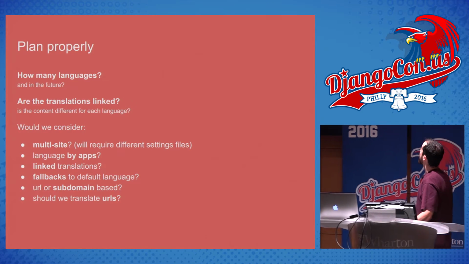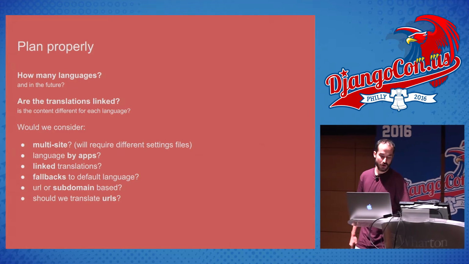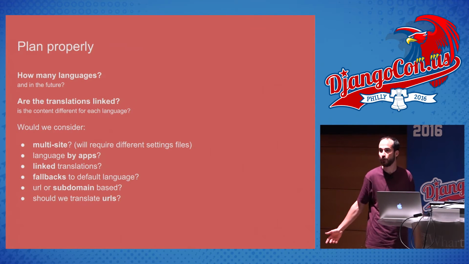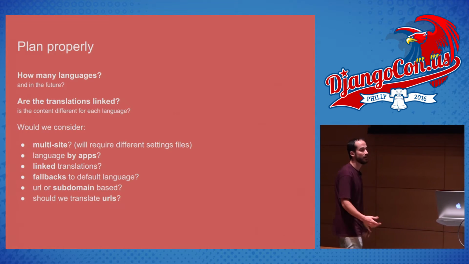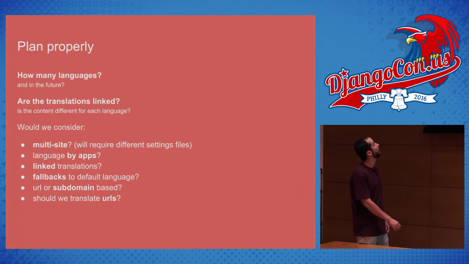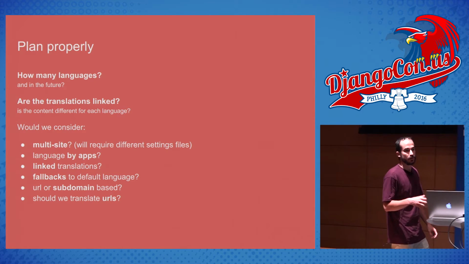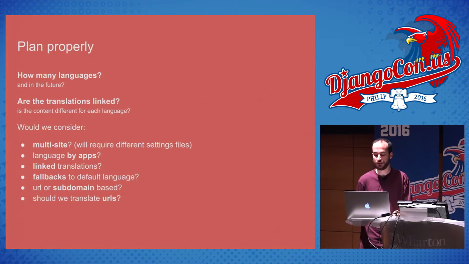So there you go, plan. We need to know what the client wants. They usually don't know what they want, so we need to actually determine what they want, how many languages they're going to have now and in the future. That means your system needs to scale, obviously, and it needs to be ready to add more languages in the future, especially if they are right to left.